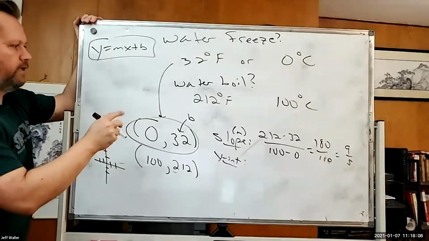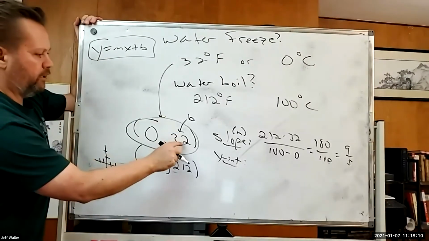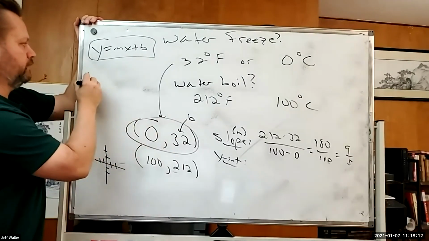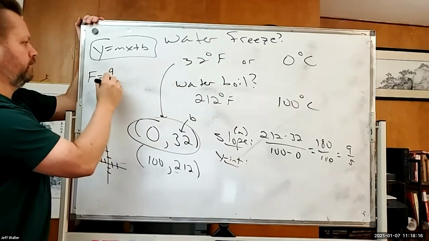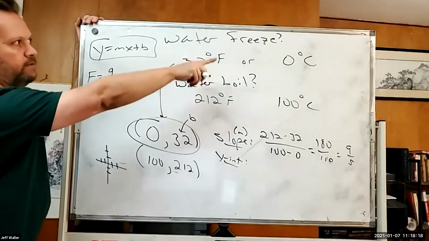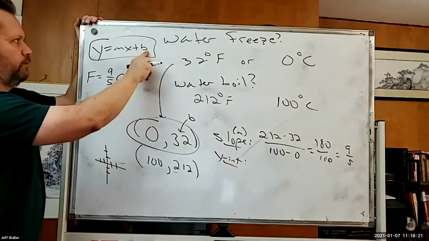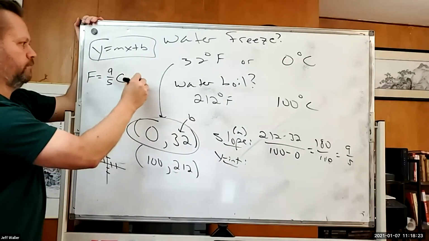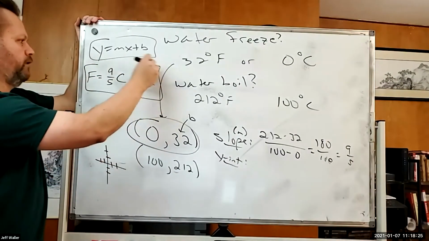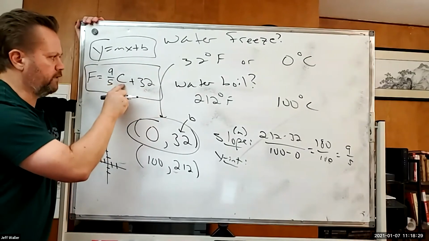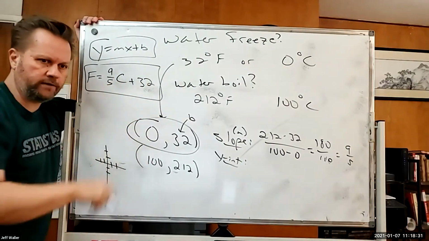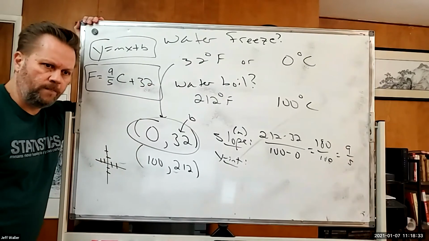So instead of y, I'm going to use F for Fahrenheit. Do we know the slope? Yes, 9/5. Instead of x, I'm going to use Celsius, C. And what's the b? 32. Does that formula look familiar to anybody? It's how to convert from Celsius to Fahrenheit. You might have run across this in a few different places.